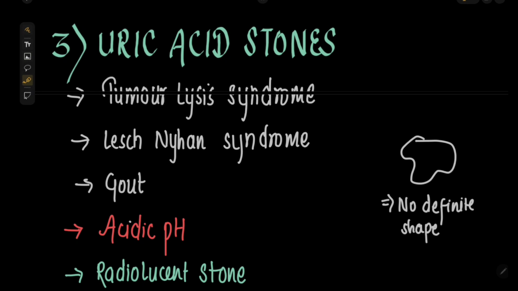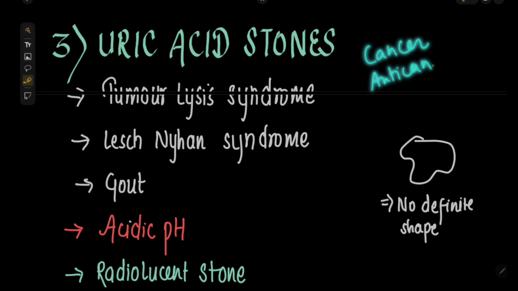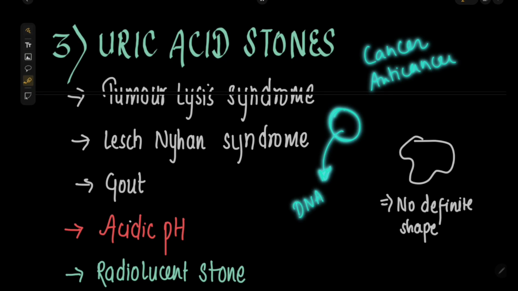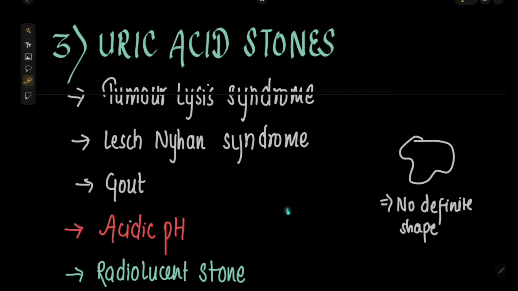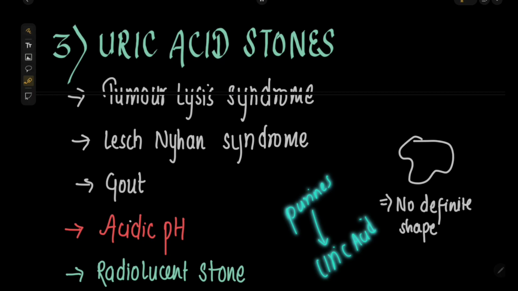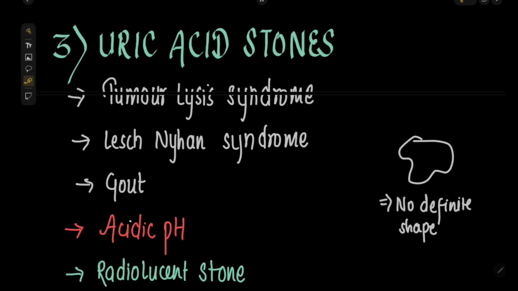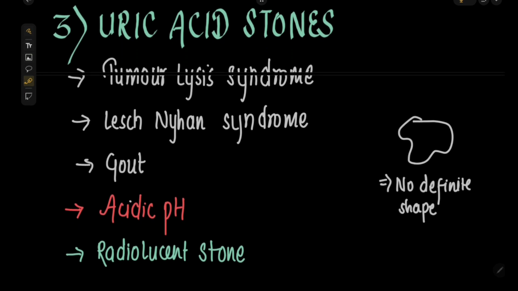And next is tumor lysis syndrome. In tumor lysis syndrome, your patient is suffering from cancer, and the patient takes an anti-cancer drug. Due to the anti-cancer drug, there is lysis of the tumor cells, and due to this tumor cell lysis, there is more catabolism of the DNA, and due to this catabolism of the DNA, there is formation of purine. This purine is broken down into uric acid, and due to this uric acid production, there is deposition of uric acid stones in the kidney.